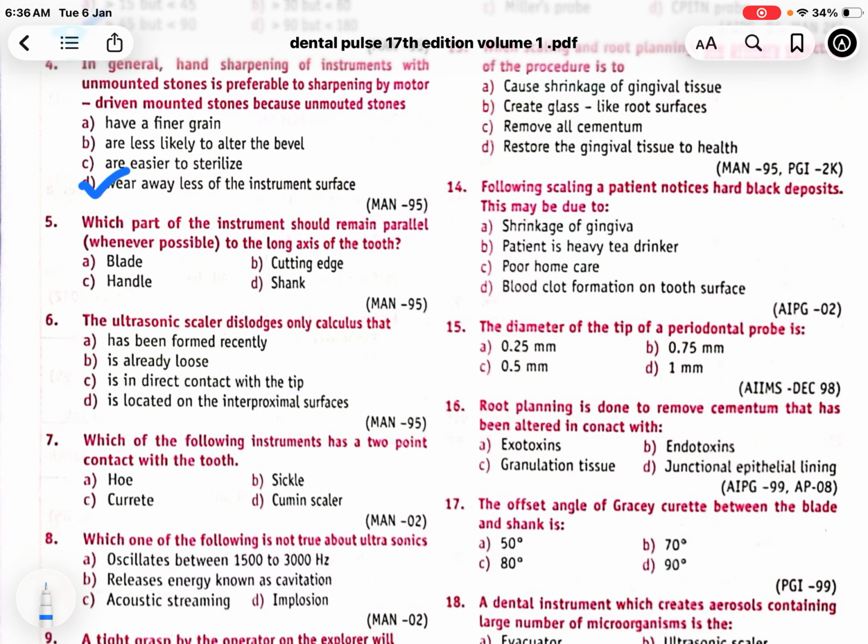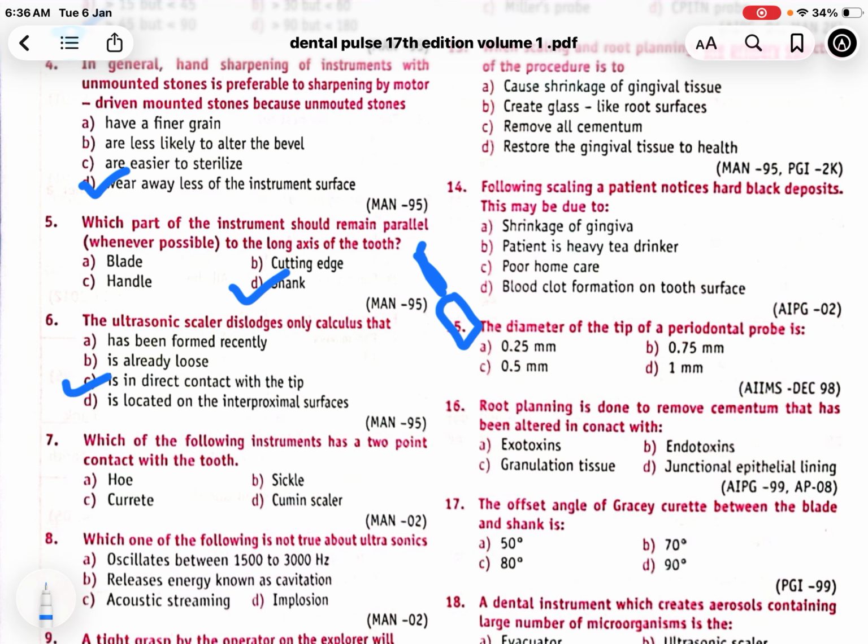Next we come to question number 5th. Which part of the instrument should remain parallel to the long axis of the tooth? So it's very easy, it's the shank which is parallel to the tooth. This was our blade, shank and the handle, so it should be parallel to the long axis of the tooth. Next, ultrasonic scaler dislodges only calculus that is in direct contact with the tip.